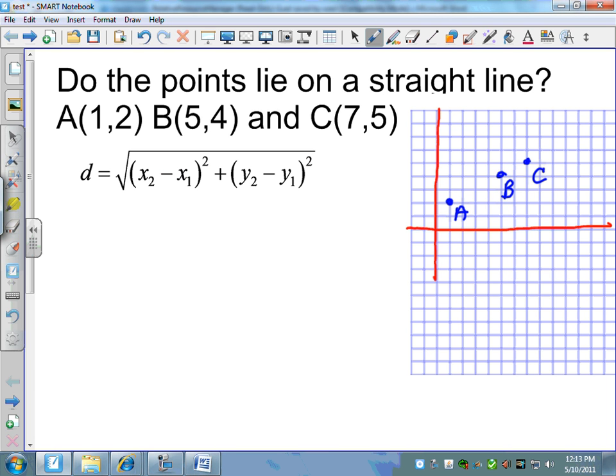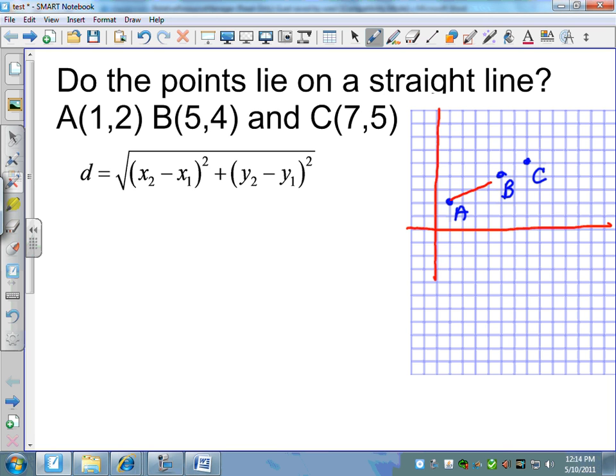So as you can see, we have 3 points here that are plotted on the graph paper, and they look like they are on a straight line, but we can't use a sketch like this to be absolutely certain that the points are on a straight line. So what we need to do is we're going to use the distance formula. We're basically going to find 3 distances.